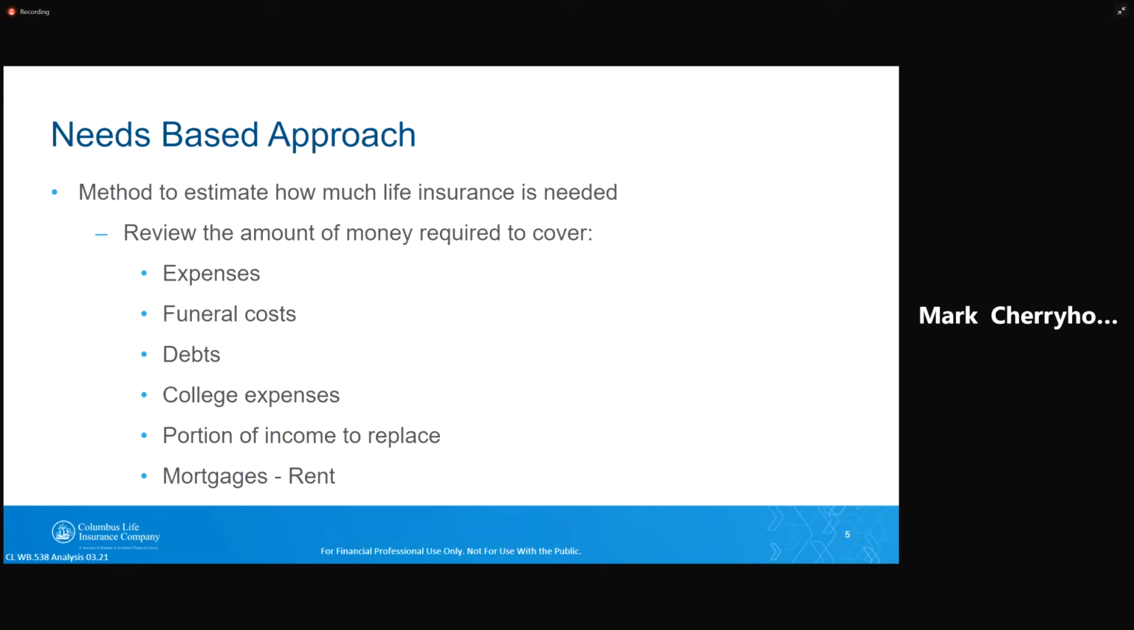We've got expenses listed: funeral costs, debt people incur, college expenses if you have kids and higher education comes into play, maybe a portion of your income that you need to replace if you're the breadwinner. And finally, mortgages if you own a home, or rent. But one important point to consider here is how much income to replace and for how long. Once all the items have been budgeted for, simply add them up, and that's the amount of insurance that's needed. That's the simple needs-based approach.